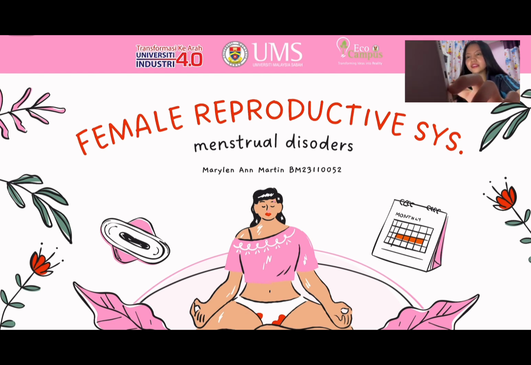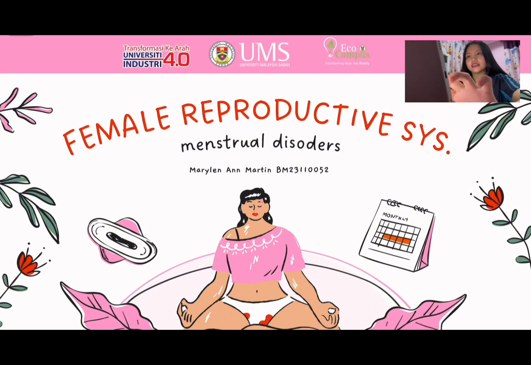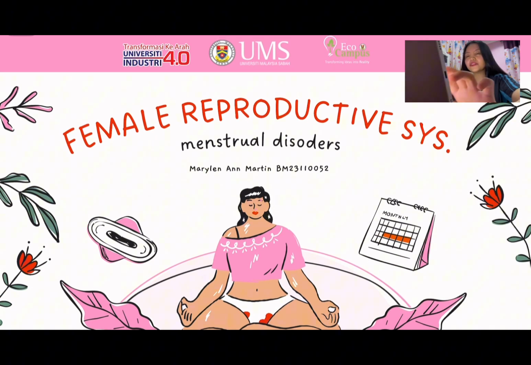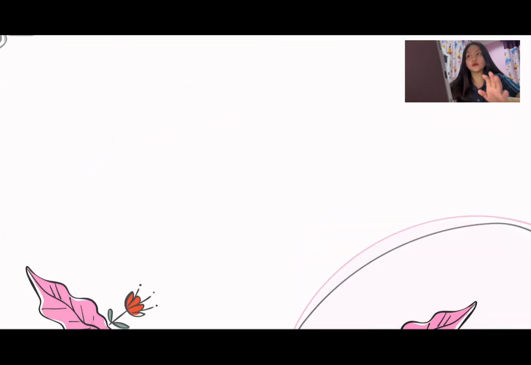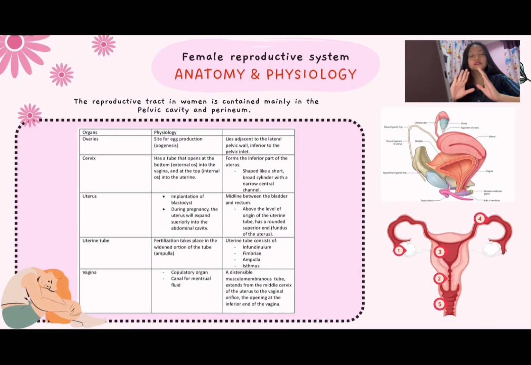Okay, so let's begin the presentation with the anatomy and physiology of the female reproductive system. As we all know, the reproductive system is the only system in our body that can be classified into two types, which is the female and male reproductive system. The reproductive tract in women is contained mainly in the pelvic cavity and perineum.